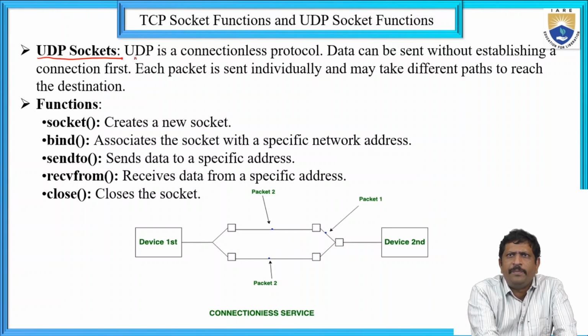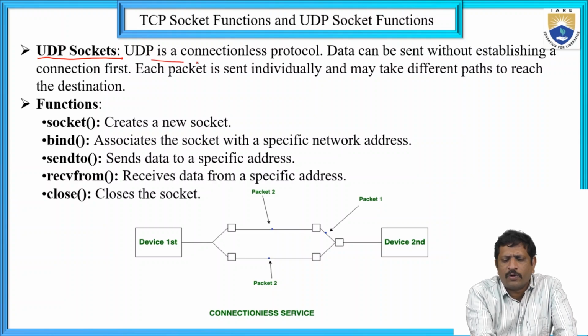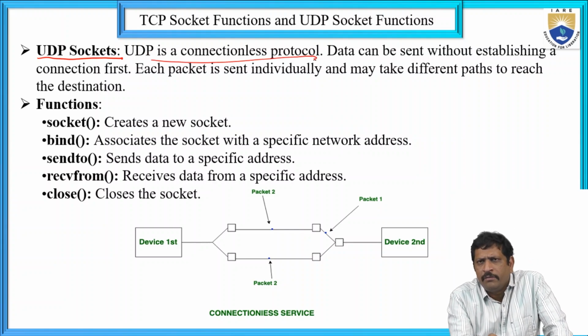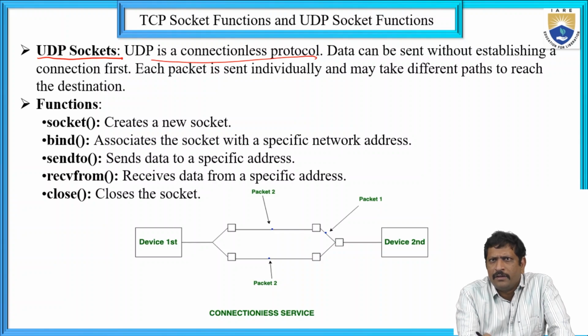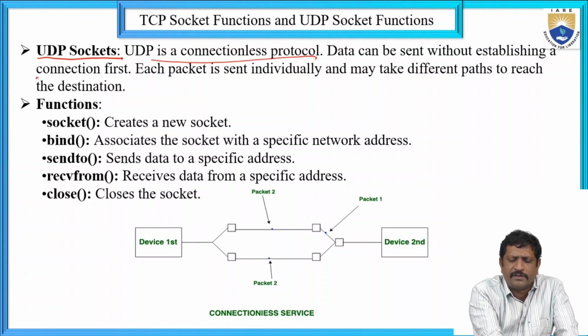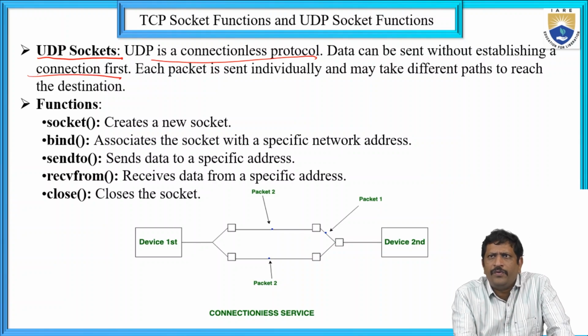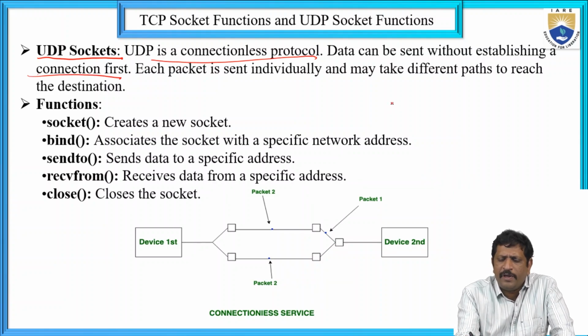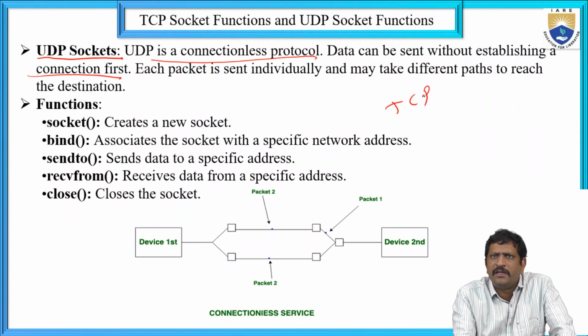UDP is a connectionless protocol. There is no connection between the sender and receiver, between the two devices. Without a connection, we can establish communication from one device to another device. The data can be sent without establishing a connection first. In TCP, a connection is required before sending the data. But in UDP, connection establishment is not required.